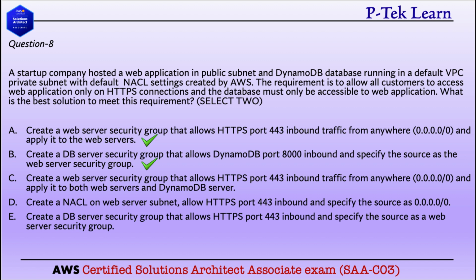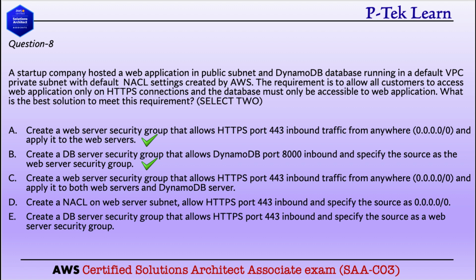If you see option C, create a web server security group that allows HTTPS port 443 inbound traffic from anywhere and apply it to both web servers and DynamoDB servers. Now, that is not at all practical, because the web server security group on port 443 can't be applied to the DynamoDB server.